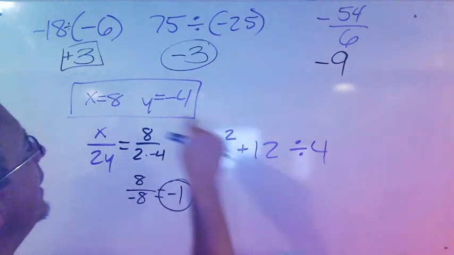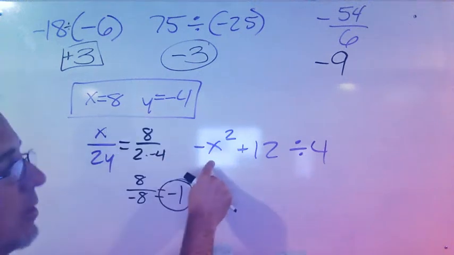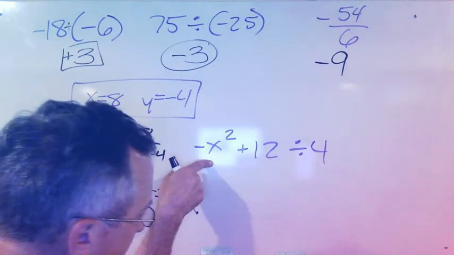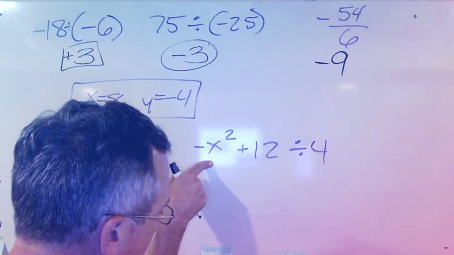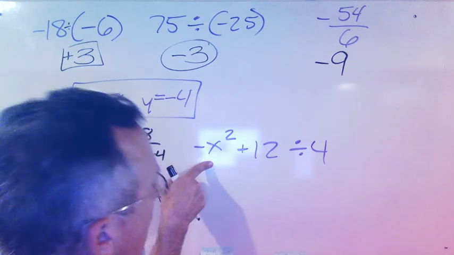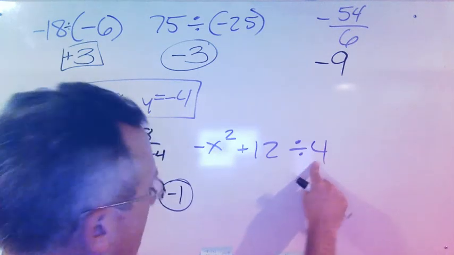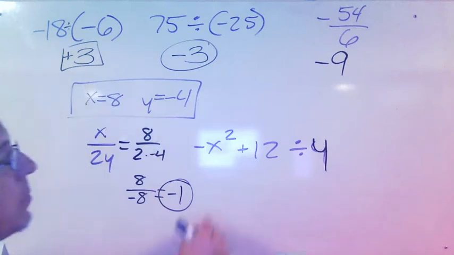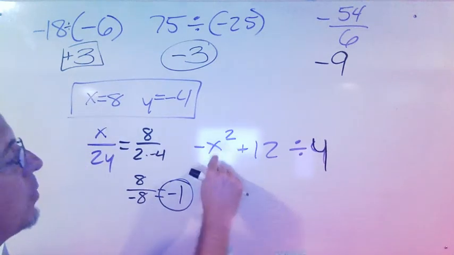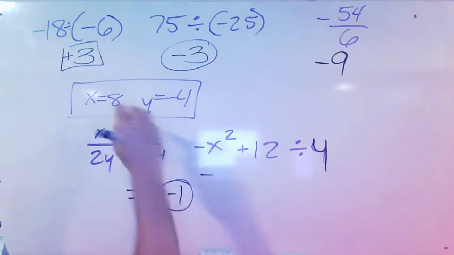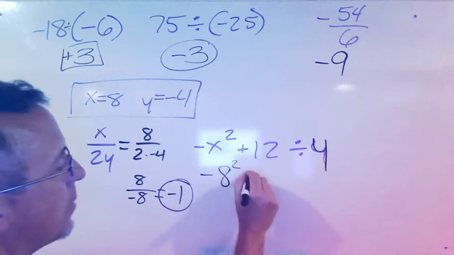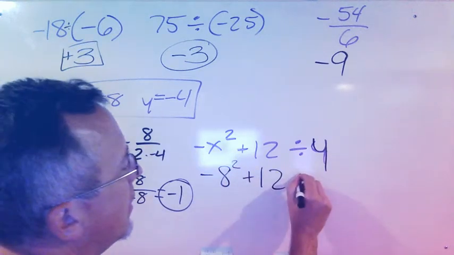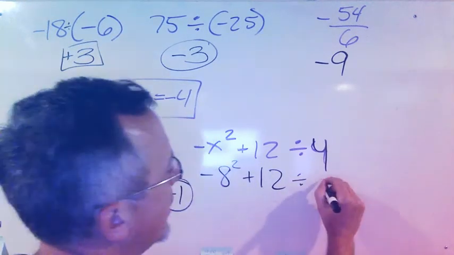All right, again, plug in the values. So we have negative 8, negative x squared. Oh, that's not supposed to be a 4. That's supposed to be a y. Welcome to the blooper reel. So we're going to plug this in. So it's negative 8 squared plus 12 divided by y is negative 4.